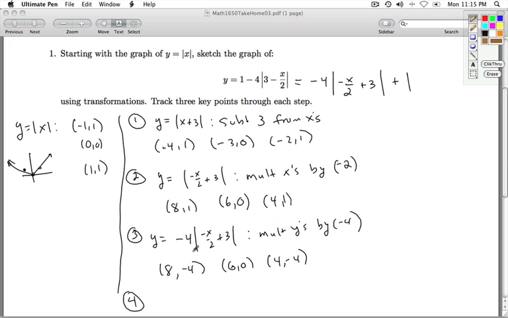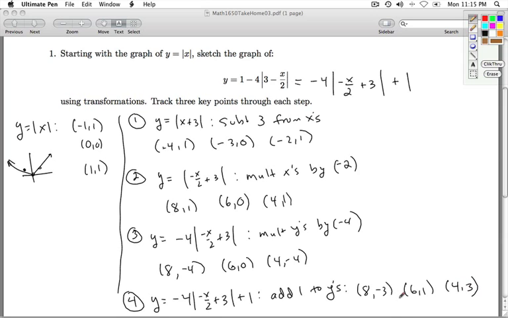The last transformation then is the plus 1. That means we're going to add 1 to the y's. Since we're running out of room here, I'm just going to write the key points here. Add 1 to the y's: 8, negative 3; 6, 1; 4, negative 3.